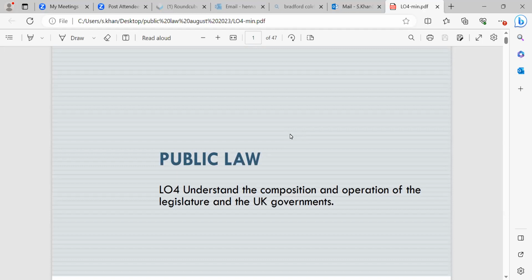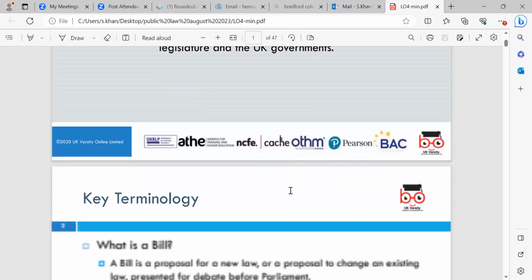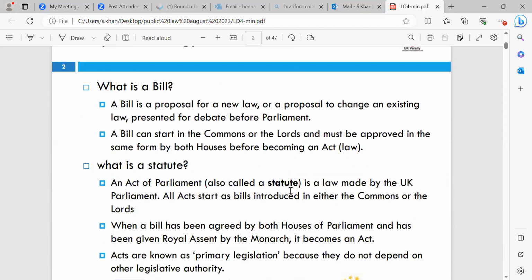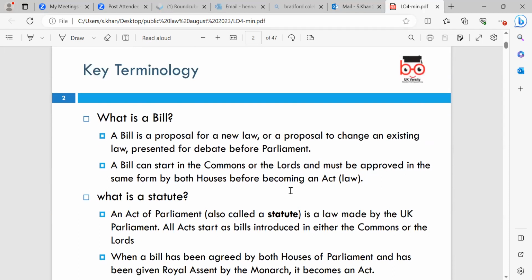So if you need to refer to them, today's learning outcome is to understand the composition and operation of the legislature and the UK government, and this is learning outcome 4. So we've already done 3, so we just need to look at 4, and then next week we've got learning outcome 5, and then the assignment session. All right. So you need to make sure you go on to Moodle, because all your resources and any additional resources will be available on Moodle, okay?